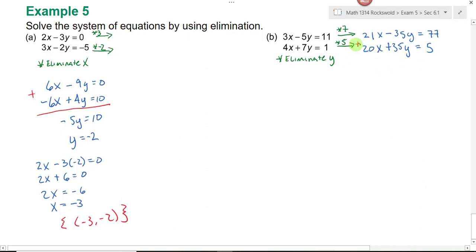Now I just add the two equations together, and when I do that, that gives me 41x equals, the y's are going to drop out, and then that gives me 82. Then I can divide both sides by 41 and I get x is equal to 2. Once I know a value for x, I can go back to the original problem and plug in a 2 for x and solve for y.